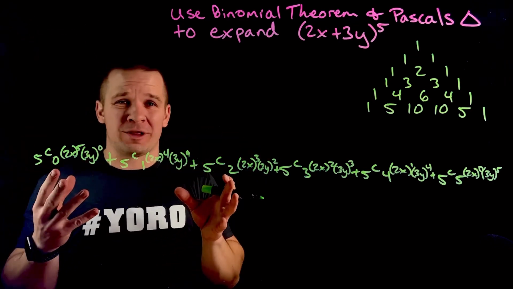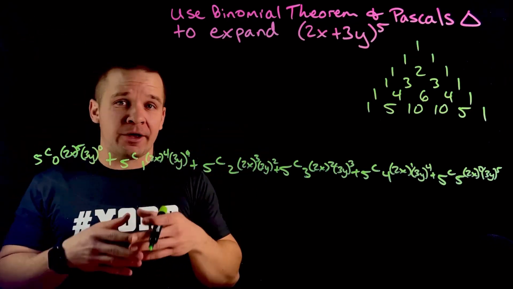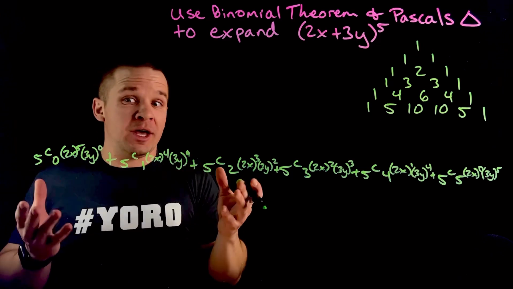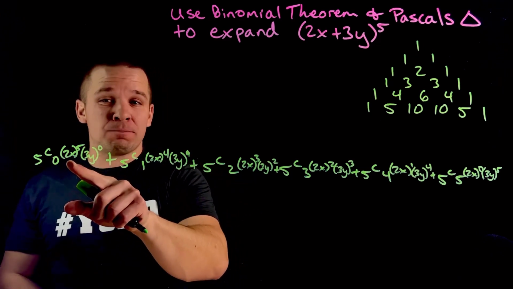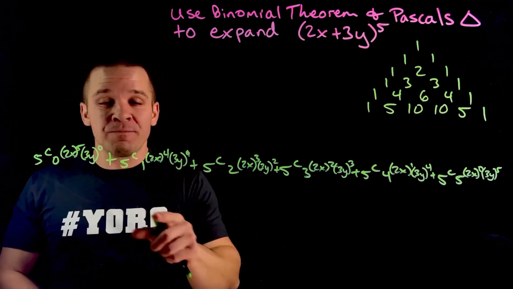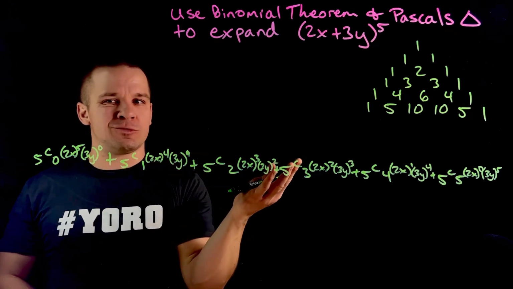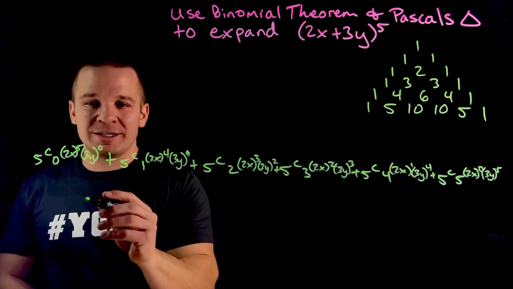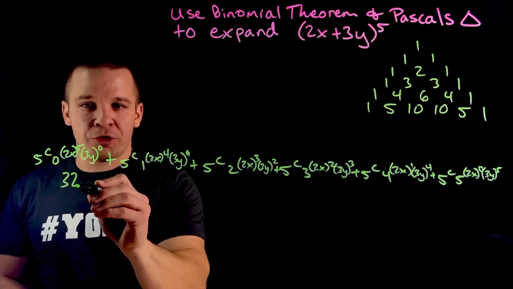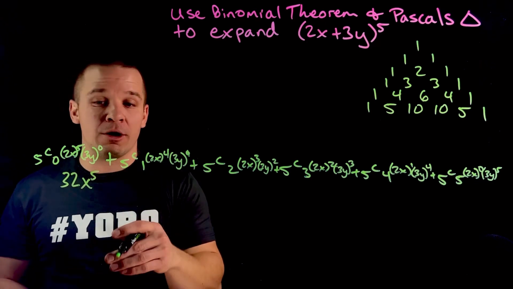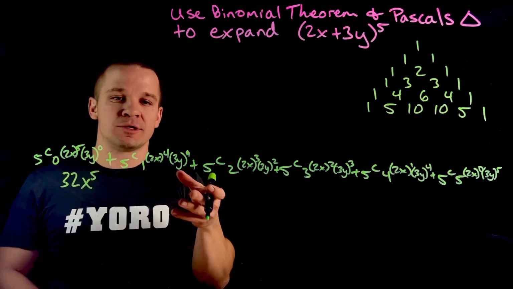All right, so now 5 choose 0, that is 1. You can either work that out by hand or throw it in your calculator or just know what it is, but it is 1, okay? And then I have 2 to the 5th power, that's 32, right? And then I have something to the 0 power, that's just 1. So here's what we're going to have. We're going to have 1 times 32, which is 32x to the 5th power. Boom. There is our first term.